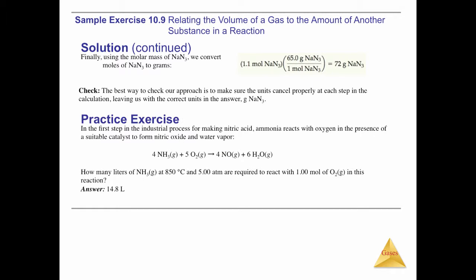In the first step in the industrial process for making nitric acid, ammonia reacts with oxygen in the presence of a suitable catalyst to form nitric oxide and water vapor. How many liters of ammonia gas at 850 degrees Celsius and 5 atmospheres are required to react with 1 mole of oxygen gas in this reaction?